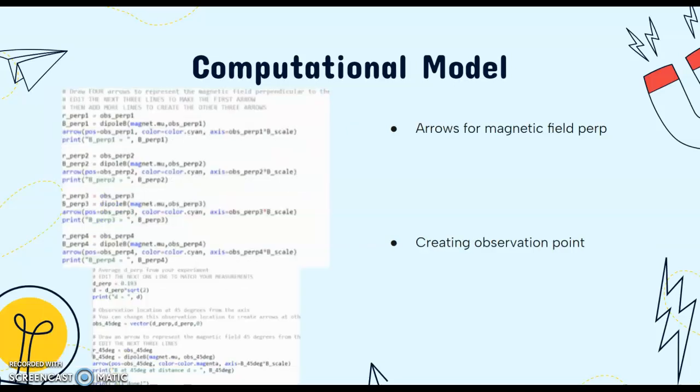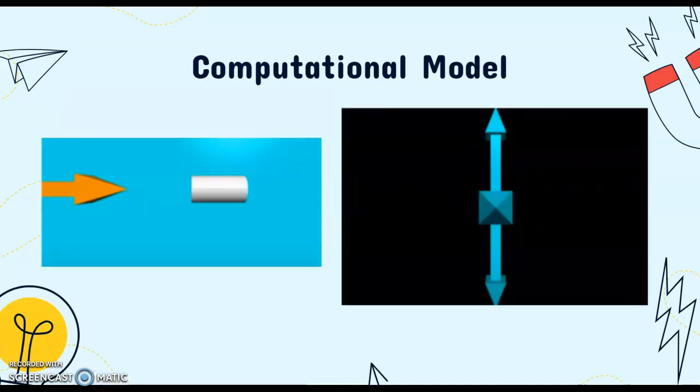Finally, I coded some more arrows to represent the perpendicular magnetic field. Then I coded an observation point 45 degrees from the axis. Here are the resulting models from the code.